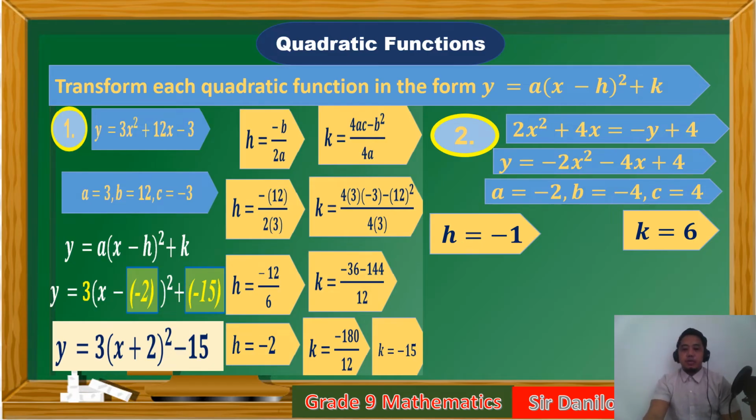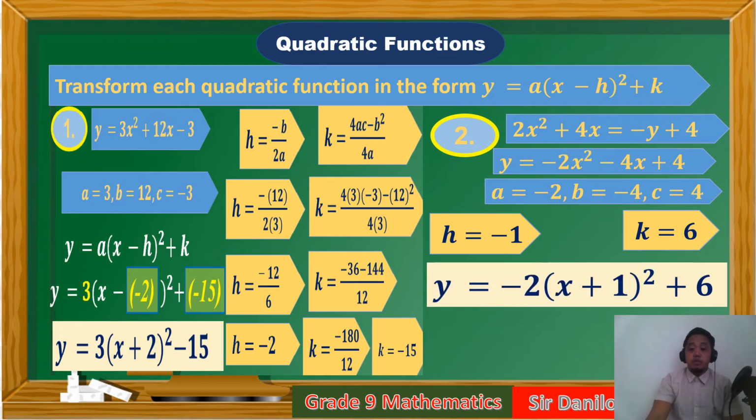And then, of course, ipapalit na natin yan doon sa gagawin na natin siyang y equals a times x minus h raised to 2. So, yan ang ating final answer. Negative yung ating h, kaya ito ay magiging plus. Pero kung yan ay positive, minus yung nandito.